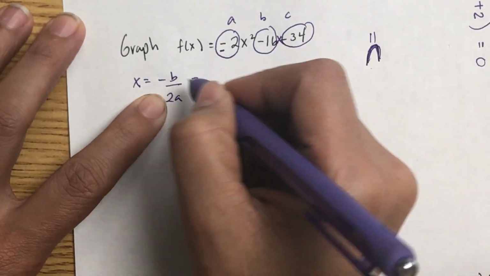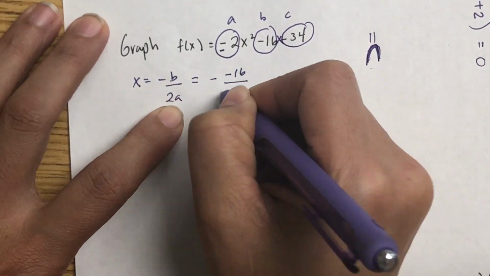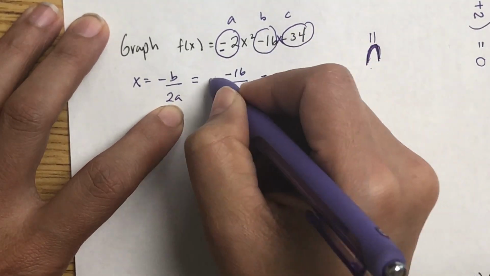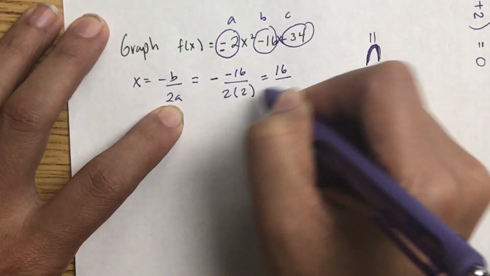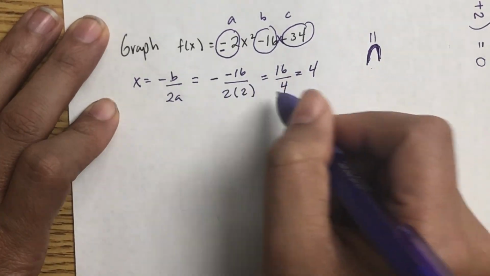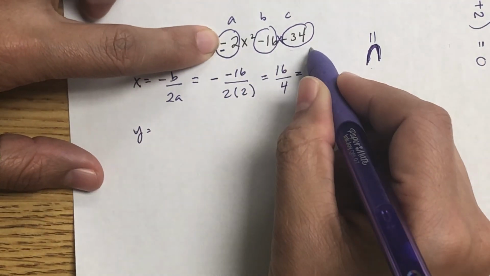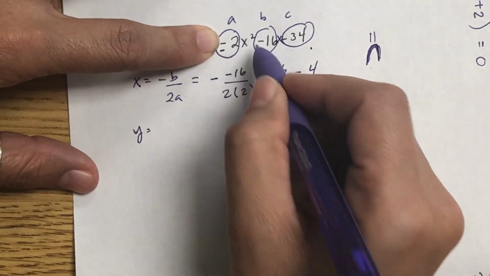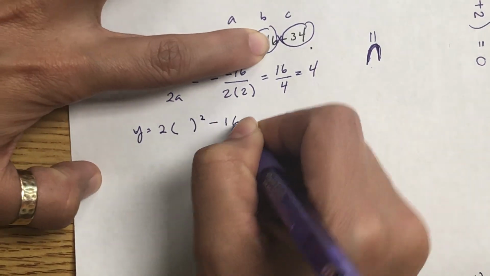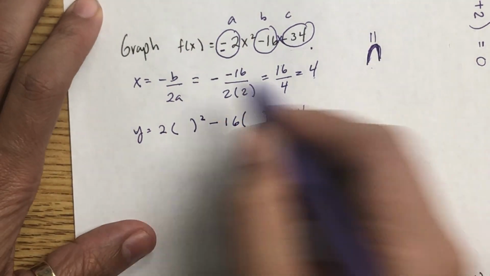Minus b is minus b, which is negative 16, over 2 times a, which is 2. So minus and minus is going to be positive 16 over 2 times 2 is 4. 16 divided by 4 is 4. So my x value for my vertex is 4. To find my y value, plug it in. So rewrite this with parentheses around the variable. So that's 2 parentheses squared minus 16 parentheses minus 34. And now we're just going to plug in 4.